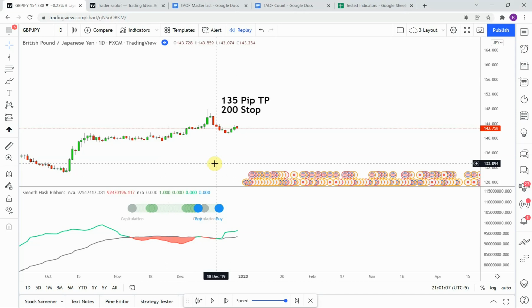Welcome back, viewers. Today we will be testing the smooth hash ribbons indicator.